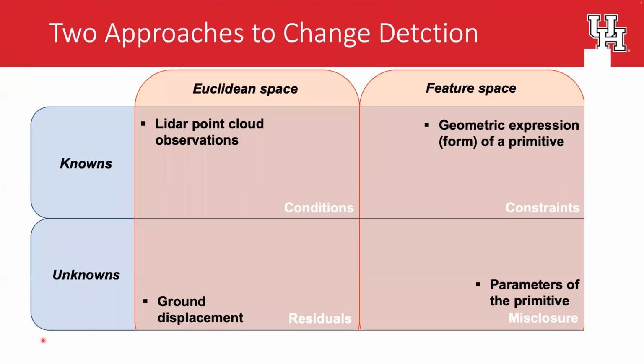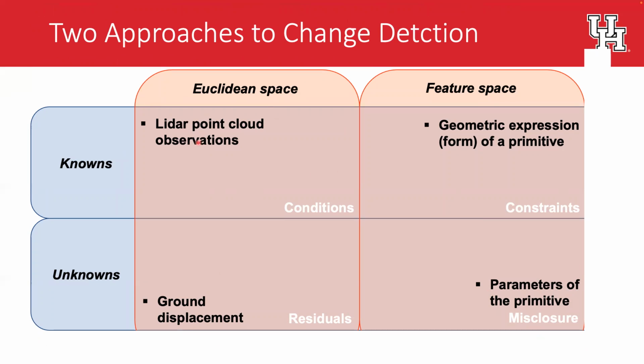So the approach is summarized here. If we consider knowns and unknowns in both Euclidean and feature space, our knowns are of course our Lidar point observations. In feature space, our knowns are the geometric form of the primitive, so cylinder, plane, etc. And what we really want to estimate, the unknowns, are the ground displacement and the parameters of the primitive.